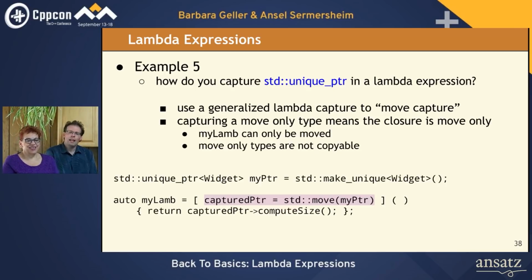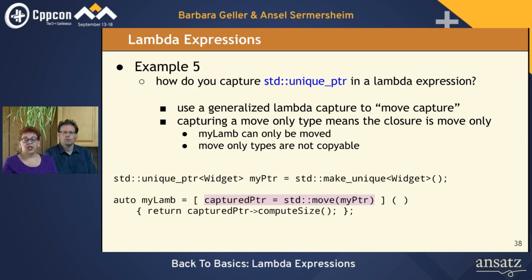So now let's look at how you would capture something like an std unique pointer, which is not copyable. We start this example by calling makeUnique to construct a new widget, which returns a unique pointer to the new widget object. We're then going to use a move capture to move the unique pointer into the closure. And notice this uses a generalized lambda capture, so this code requires C++14.